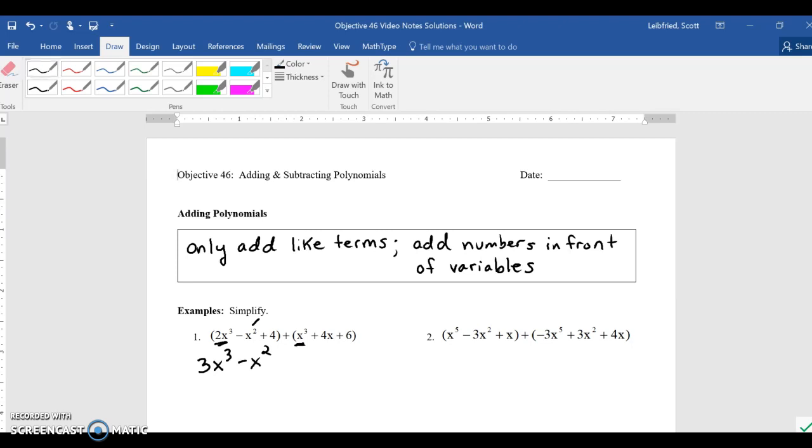So the next thing that we want to do are the x's. When we look at the x's, we have 4x. There's no other like terms with 4x, so we just write down plus 4x. After we get x to the first power, which is 4x, now we move on to the constants. 4 is like with 6, so 4 plus 6 is 10. And now you'll see our final answer is 3x cubed minus x squared plus 4x plus 10. And we're done.